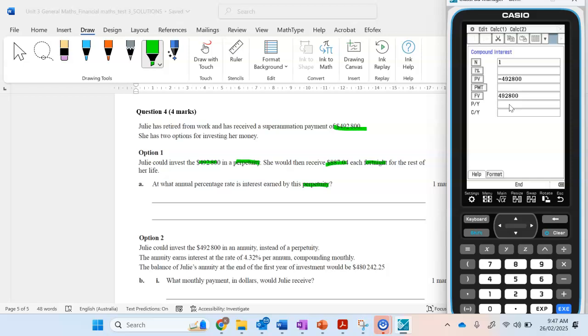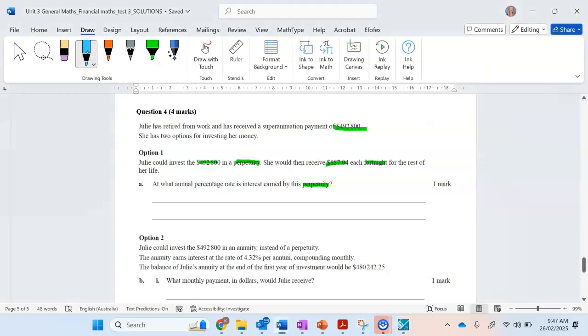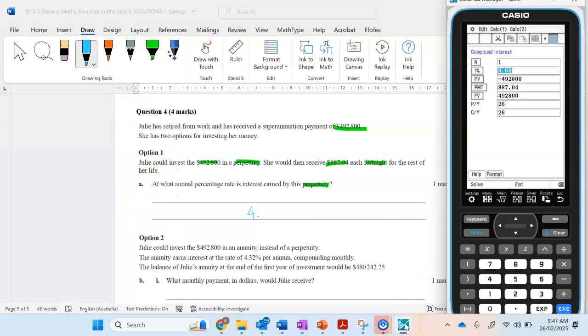I did say fortnightly. Where did I say fortnightly? She was retired and received superannuation. She could invest that in a perpetuity and receive each fortnight. I even highlighted it. It's not 14, that's how many days in a fortnight. There's 26 fortnights in a year. And she's receiving, and this is positive because it's money coming to her. So there's your interest rate, 4.86%. Was it 86 or 68? 68.